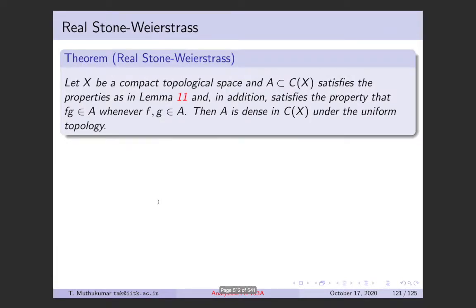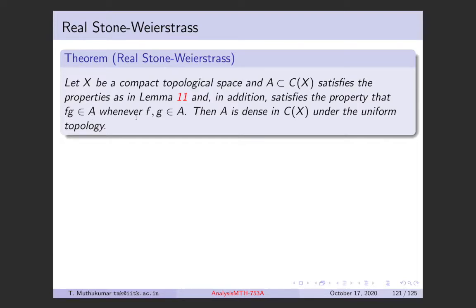Okay, now let's go to the Stone-Weierstrass theorem. This is the real version of the Stone-Weierstrass theorem. When I say real version, what we mean is that the space of continuous functions here is real valued. So if you have a subset A of the space of continuous functions on a compact topological space X, and A satisfies three properties: it is a vector subspace, it contains the constant function 1, it separates points, and in addition it is closed under pointwise multiplication.